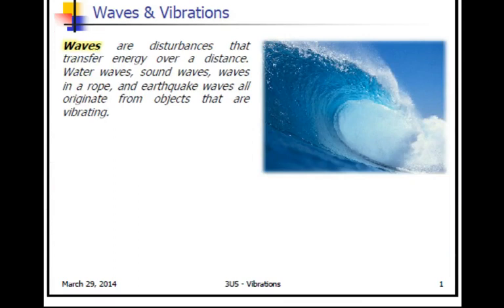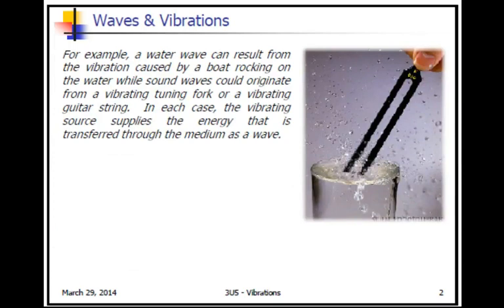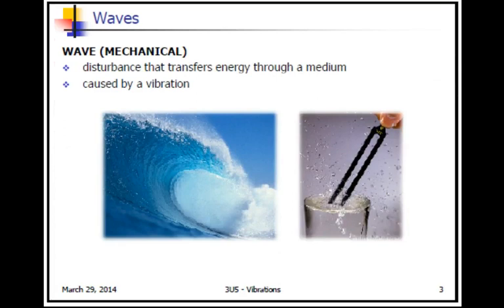So waves are disturbances that transfer energy over a distance. Water waves, sound waves, waves in a rope, earthquake waves, they all originate from objects that are vibrating. For example, a water wave can result from the vibration caused by a boat rocking on the water, while sound waves originate from a vibrating tuning fork or a vibrating guitar string. In either case, the vibrating source supplies the energy that is transferred through the medium as a wave. So a wave is a disturbance that transfers energy through a medium, and all waves are caused by a vibration.